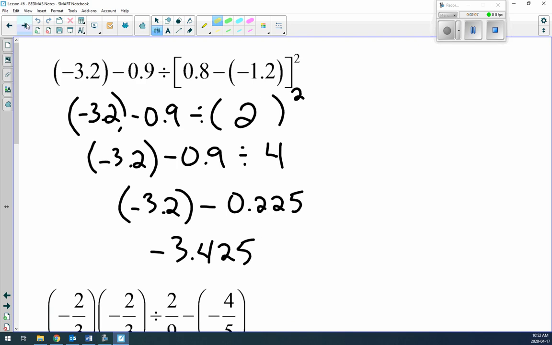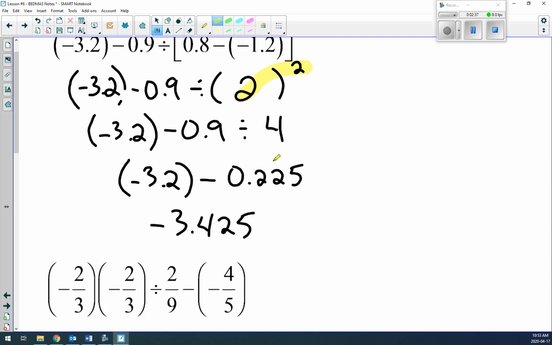We'll do another example. We have negative 3.2, subtract 0.9, divided by, all of this in brackets, squared. Okay, so we got to do all this bracket stuff first. So we're going to do the 0.8 subtract negative 1.2. So we do that. We end up with positive 2 in there. Positive 2, and there's still a 2 up the top here. So negative 3.2 minus 0.9 divided by 2 to the 2. Well, what do we got to do? We got to do this 2 to the 2. 2 squared is 4. Okay, so we have negative 3.2 minus 0.9 divided by 4.